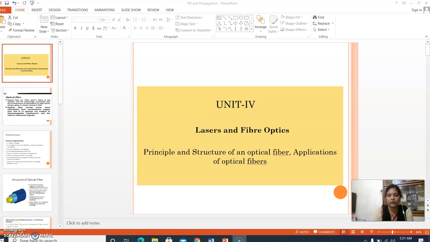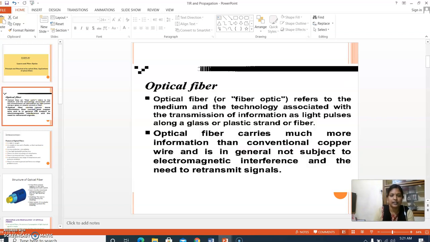Hello everyone, in Unit 4, Laser and Fiber Optics, today we will discuss the principle and structure of an optical fiber and applications of an optical fiber. So first we will define what is an optical fiber.